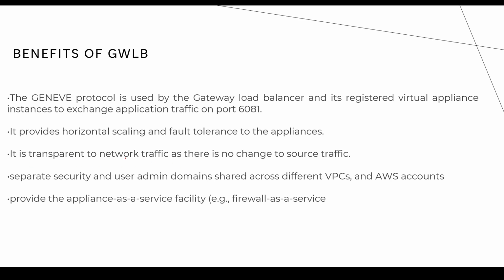It is transparent to network traffic as there are no changes to the source traffic, right? It doesn't change any source traffic. So it basically encapsulates your packets. It adds an extra header, encapsulates all your traffic, and sends it as it is to the virtual appliance. Now it separates security and user admin domain, shared across different VPCs and AWS accounts.